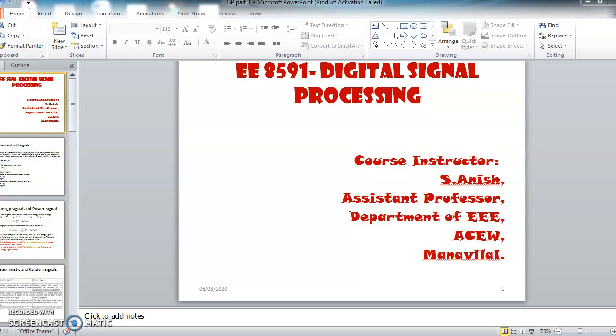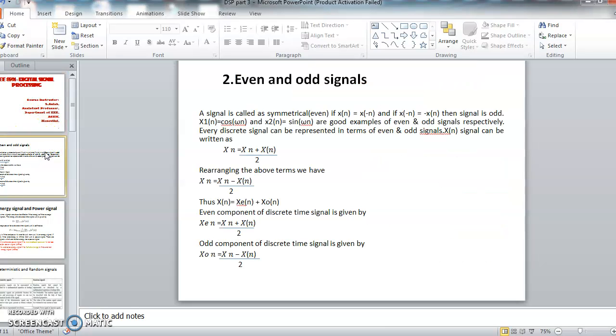Okay. So the next signal is even and odd signals. A signal is called symmetric or even if x of n is equal to x of minus n. Consider one signal x1 of n is equal to cos omega n and x2 of n is equal to sin omega n.